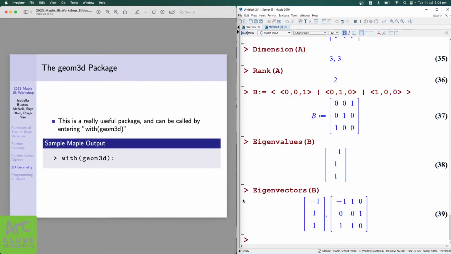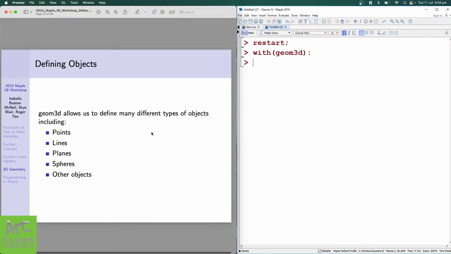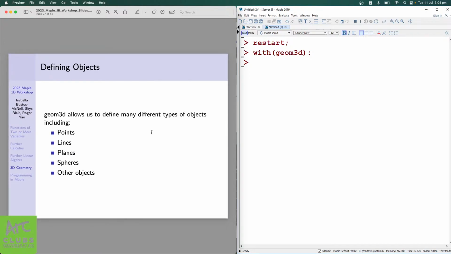Okay, now let's talk about the package. So the Geom3D package is a really useful package, and we can call it by entering with Geom3D. One of the main benefits of the Geom3D package is that it allows us to define many different types of objects, including points, lines, planes, spheres, and some other objects, and allows us to, for example, find the intersection points of them, or find the angle between them.